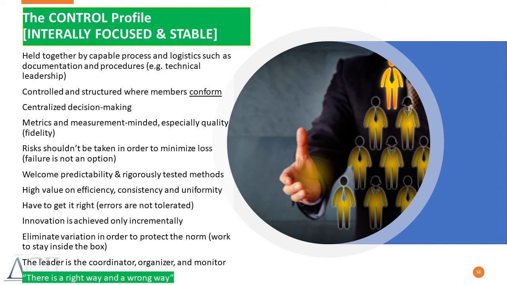They believe that errors are a departure. They don't like to tolerate errors. A lot of times control cultures like to capture errors and try to correct them, and they really believe in getting it right. In these types of cultures, innovation is achieved very incrementally, just a little bit at a time, because they're so locked into the status quo and holding on to these really structured processes. They really try to eliminate variation, and the leadership role in these cultures is about being the coordinator, the organizer, and the monitor. They're watching to make sure that these capable processes are followed.